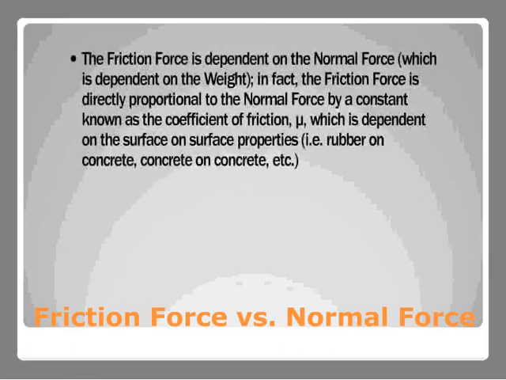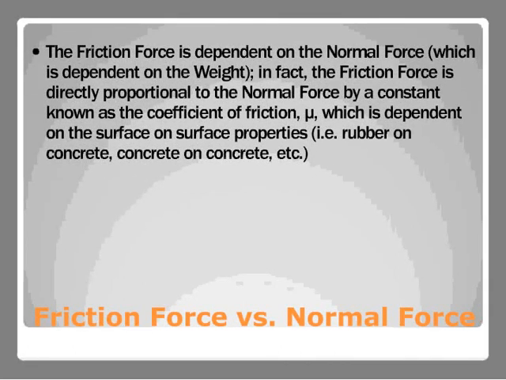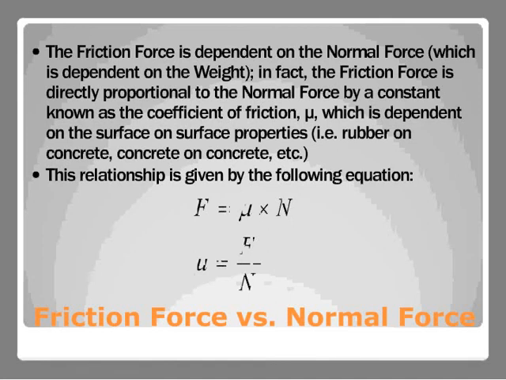Now, the friction force depends on the normal force, which is dependent on the weight. In fact, the friction force is directly proportional to the normal force by a constant known as the coefficient of friction, mu, which is dependent on the surface properties like rubber on concrete, concrete on concrete, etc. And the equation that is used often for this friction force is: friction force equals mu times the normal force, or mu equals the friction force divided by the normal force.